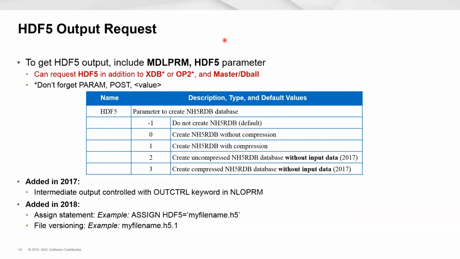One of the nice things for those that are looking at this but don't want to migrate off, you've got some process that uses XDB or some process that uses OP2 or something: if you put in the param post value, you can get output 2 or XDB and HDF5. So it provides a nice transition method that you can go off and explore both paths as you're going.